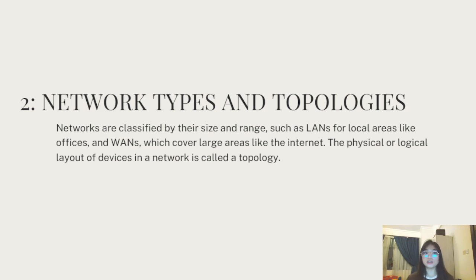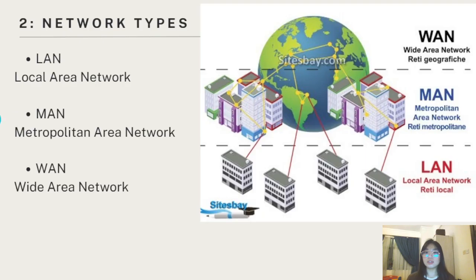So common topologies include bus, where devices share only a single connection; star, which centers around the hub; ring, connected around a loop; and mesh, offering multiple paths for data. And the choice of network type and topology directly influences how efficiently data moves and how resilient the network is to failures. So here I'm going to show you first the network types.